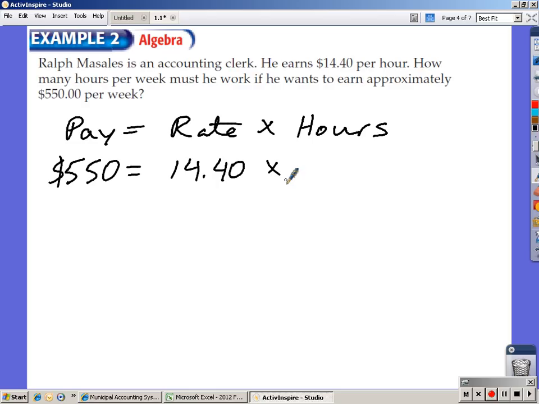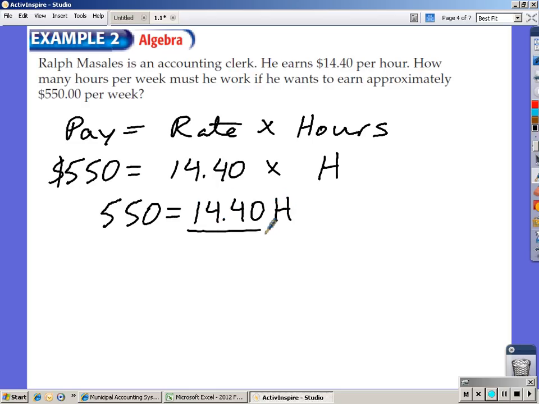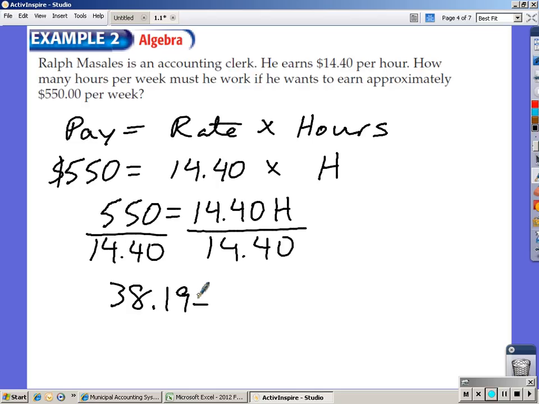So I'm going to let H for hours be my variable. 550 equals 14.40H. Divide both sides by 14.40. Plug it into the calculator. 550 divided by 14.40 is 38.19 equals H. Now, you need to think about this.